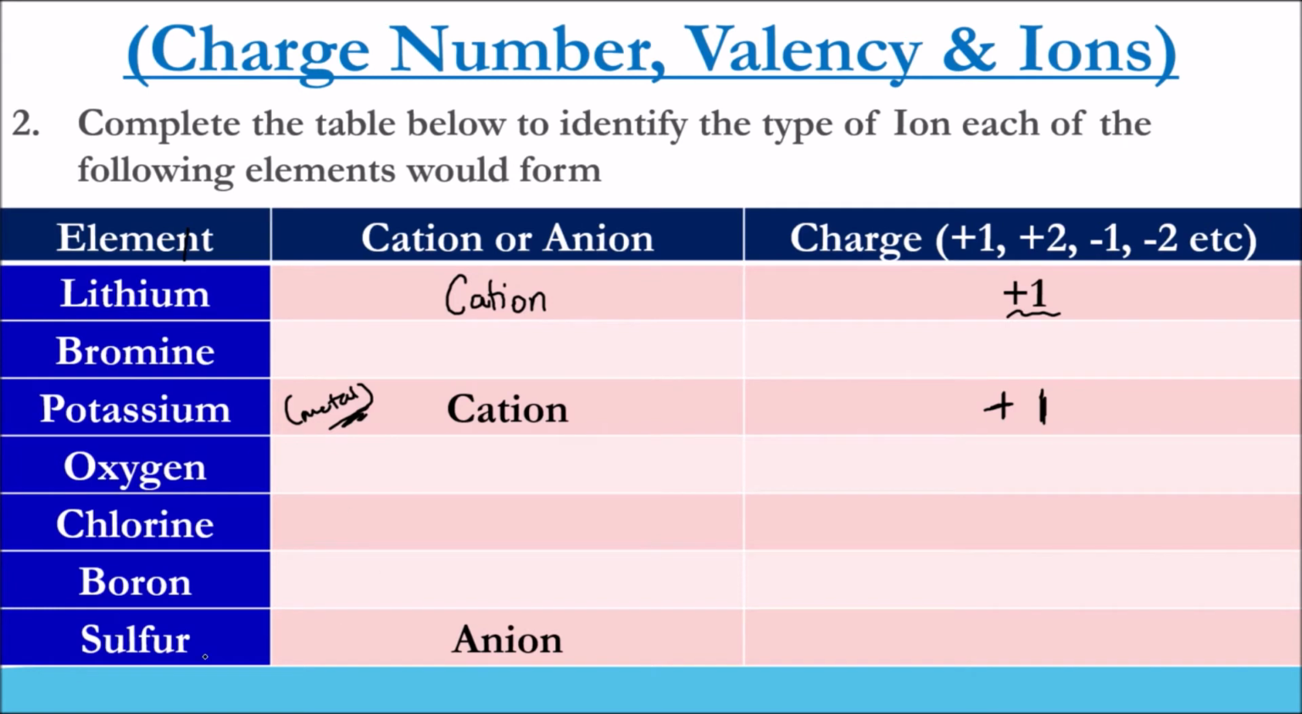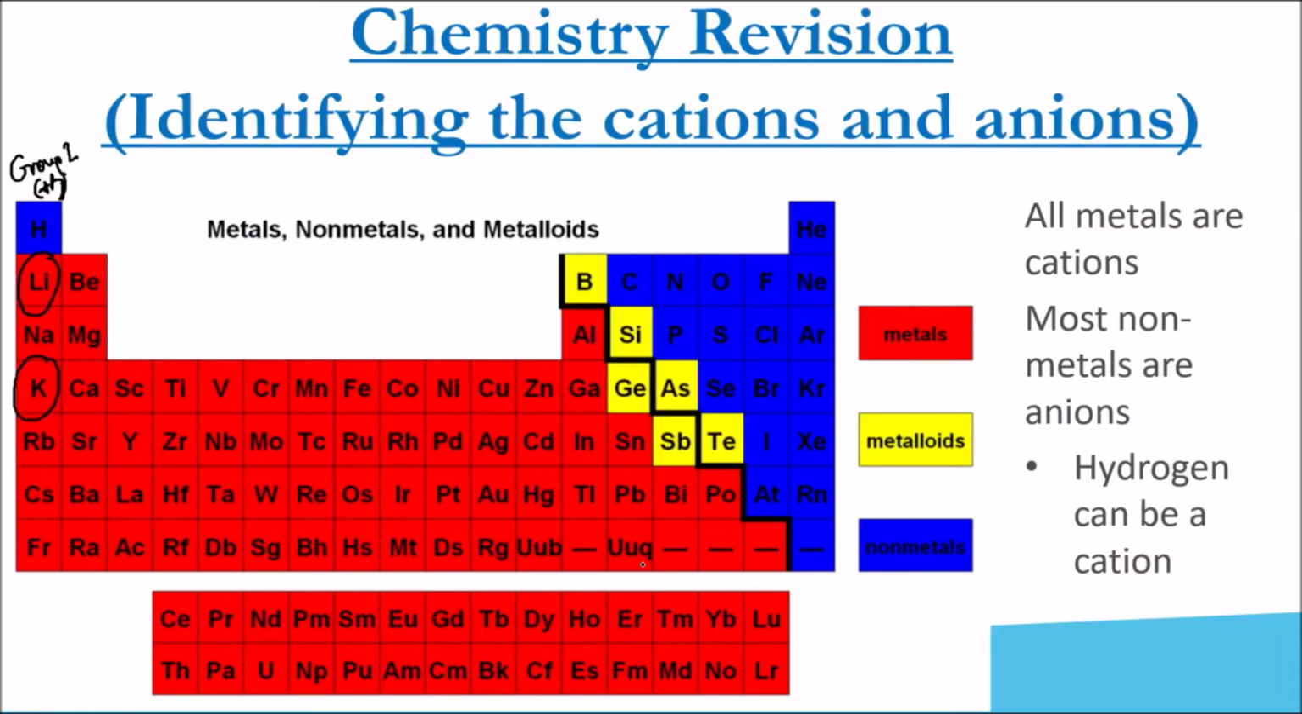Alright, let's go to sulfur. Sulfur is an anion, which means it will be in the non-metals category. So if we have a look, and you might need to squint your eyes a little bit, but sulfur is over here. So in this position here. Now let's look at which group number it's in. It's in group 2, or this is group 2, sorry.